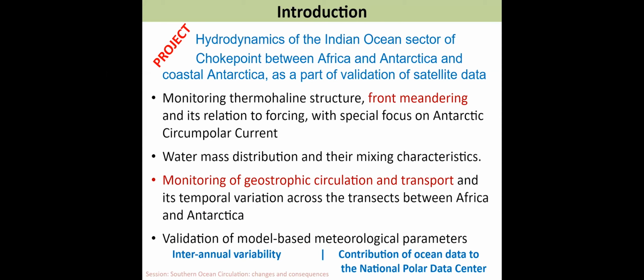So under this broad theme, we have a couple of objectives. These are the objectives: monitoring of thermohaline structure, front meandering, and its relation to forcing, with special focus on the Antarctic Circumpolar Current. Now, these fronts, I'm talking about hydrological fronts. Then we have water mass distribution and their mixing characteristics. And third is the monitoring of geostrophic circulation and transport and its temporal variation across the transect between Africa and Antarctica, which I'm going to address in this presentation.